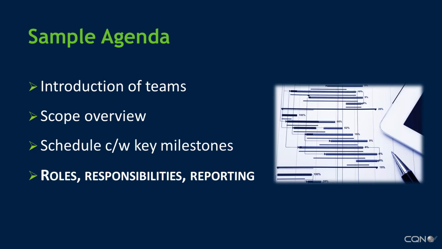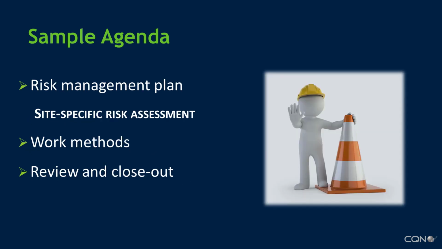Here's a sample agenda. First, introduce the stakeholders and team members. Cover the project background, followed by an overview of the scope of the project. Schedule overview, including the key milestones, and the roles and the responsibilities of the project teams. Move on to risk management, including the health and safety standards, followed by discussion of the work methods, and finally, review and closeout. A detailed sample agenda suitable for high-risk workplaces is provided in the resource materials of this lesson.